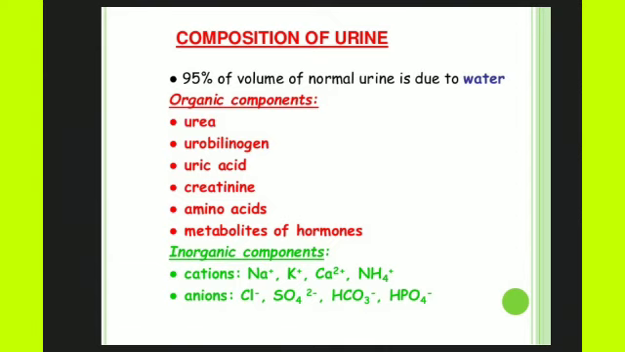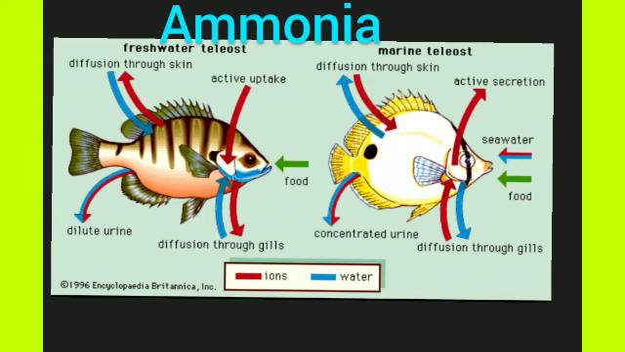The urine consists of 95% water, 2.5% urea and 2.5% other waste products. Different animals have different types of waste products. The way in which waste chemicals are removed from the body of the animal depends on the availability of water.